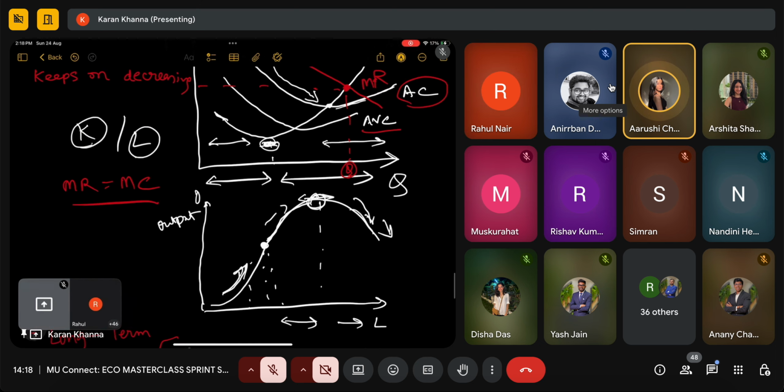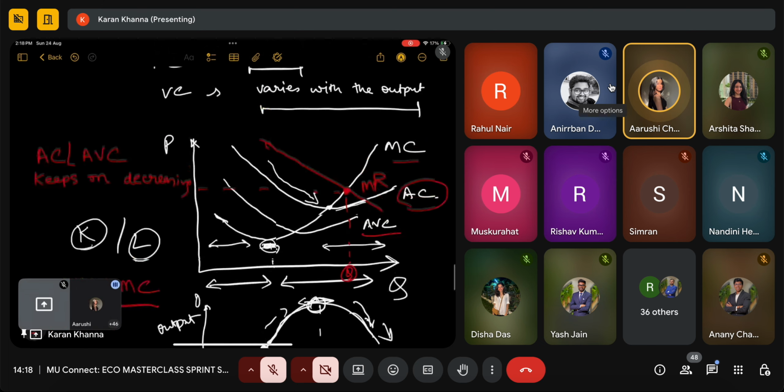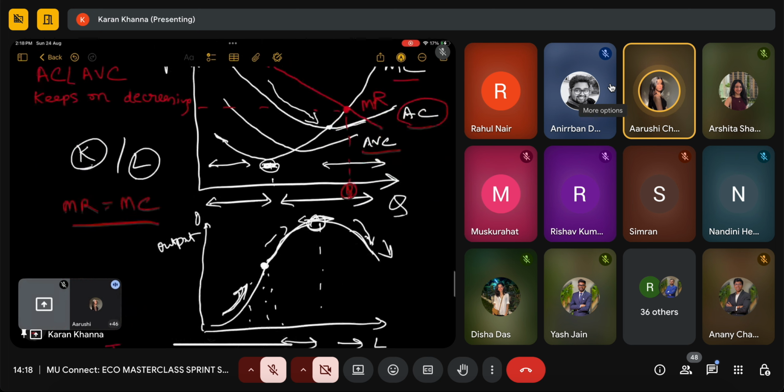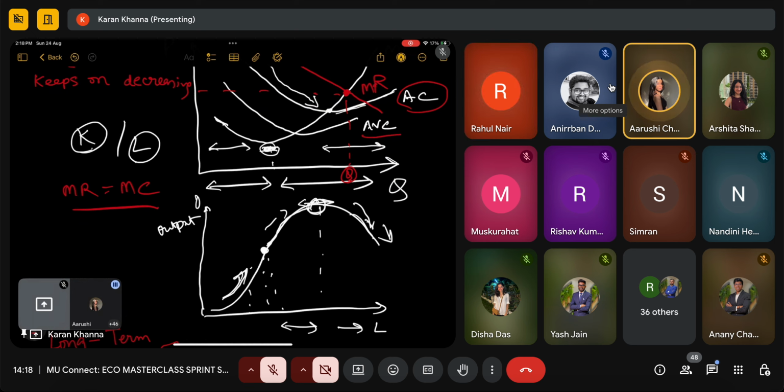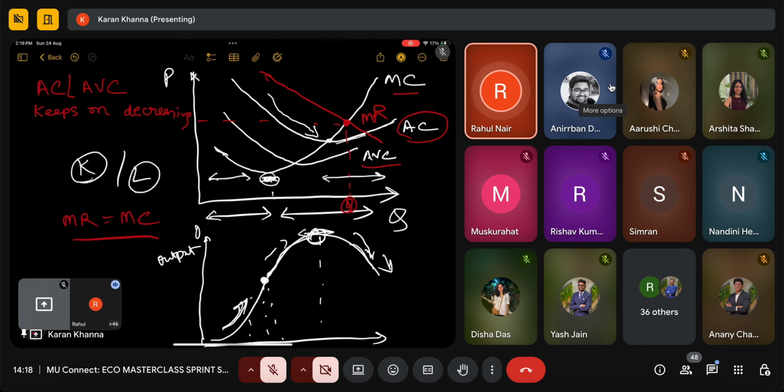There was a question about opening a new location versus expanding production at an existing location. How do we make out that question? The question was that McDonald's needs to decide between opening a very new location versus expanding production at an existing location. Perfect. We can use this curve to answer that.